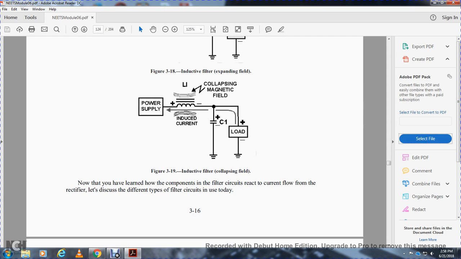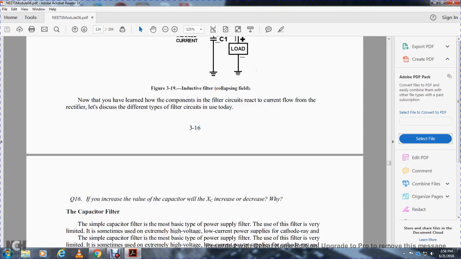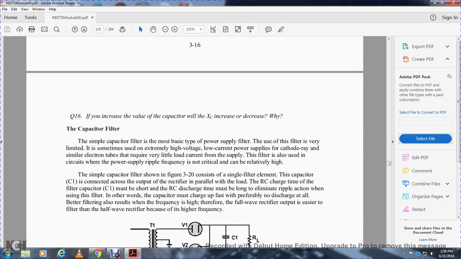Now that you have learned the components of the filter circuit and how they react with the current through the rectifier, let's discuss the different types of filter circuits used today. The capacitor filter, the symbol of the capacitor filter, is the most basic type of power supply filter. It is used for very limited applications, sometimes with extremely high voltage, low current power supplies and cathode ray and similar electron tubes.